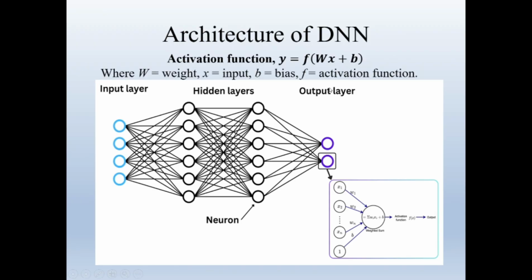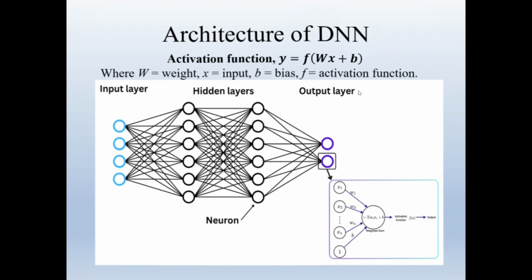Y is equal to f of wx plus b. Here y is the output, w is the weight, x is the input, and b is the bias. I think you get it.